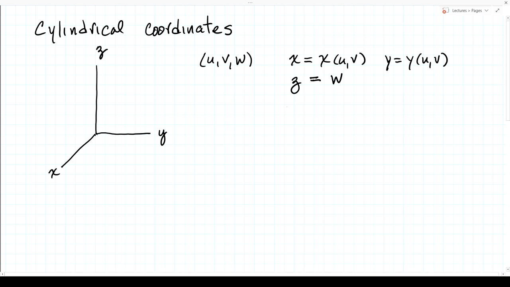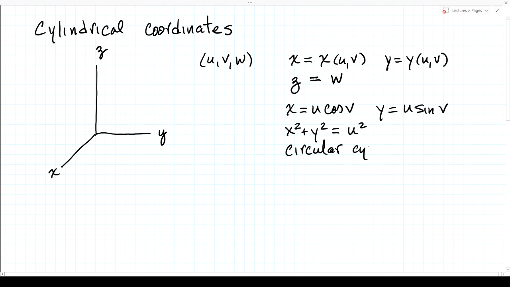So, for example, if we have x equals u cosine v and y equals u sine v, then x squared plus y squared is equal to u squared times cosine squared plus sine squared of v, which is equal to u squared. So u equal to a constant corresponds to a circle. And we would call these circular cylindrical coordinates.